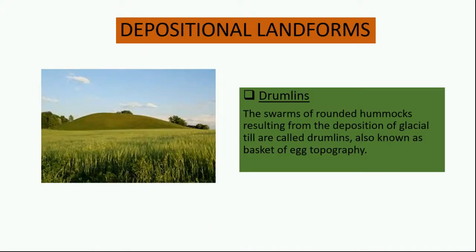Now let's talk about drumlins. Basically, swarms of rounded hummocks resulting from the deposition of glacial till are called drumlins. A drumlin forms due to deposition of glacial till or boulder clay below the ice under special circumstances. They look like an inverted boat or spoon. It is also known as basket of eggs topography. Now, these were the various glacial depositional and erosional landforms.